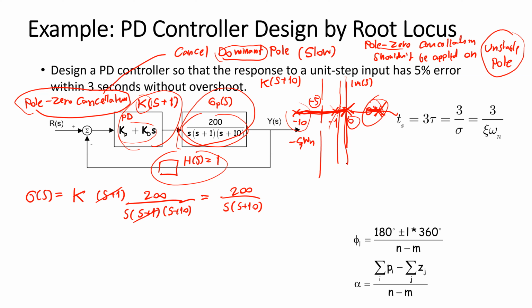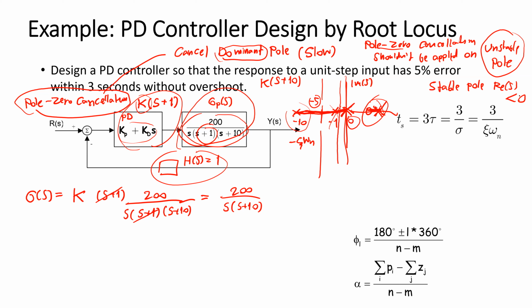So please keep in mind that you can apply the pole-zero cancellation technique only to the stable pole. Stable pole means the real part is negative. The real part is negative.